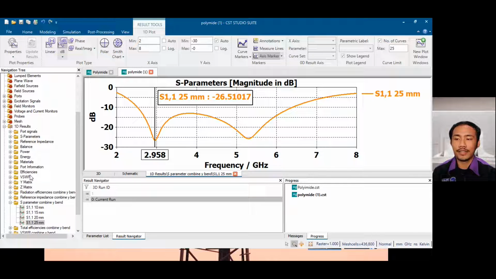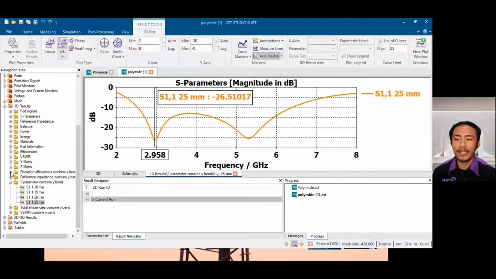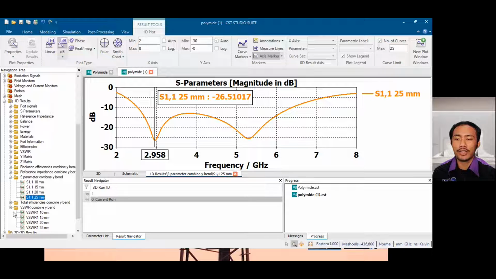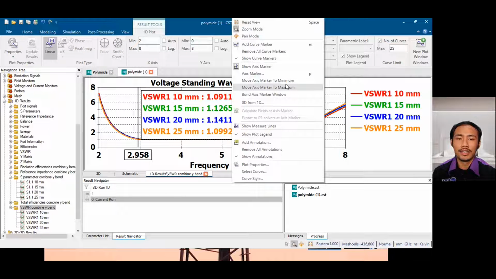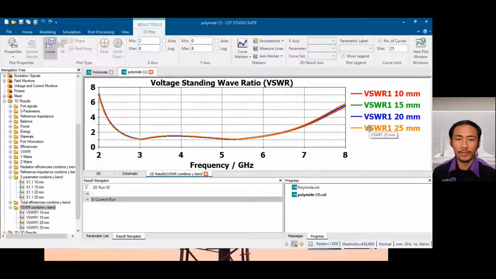So this is the VSWR for the bending radius. The comparison between the bending radii does not show too many differences, but the polymer substrate can be bent. We get the higher resonant frequency and return loss.